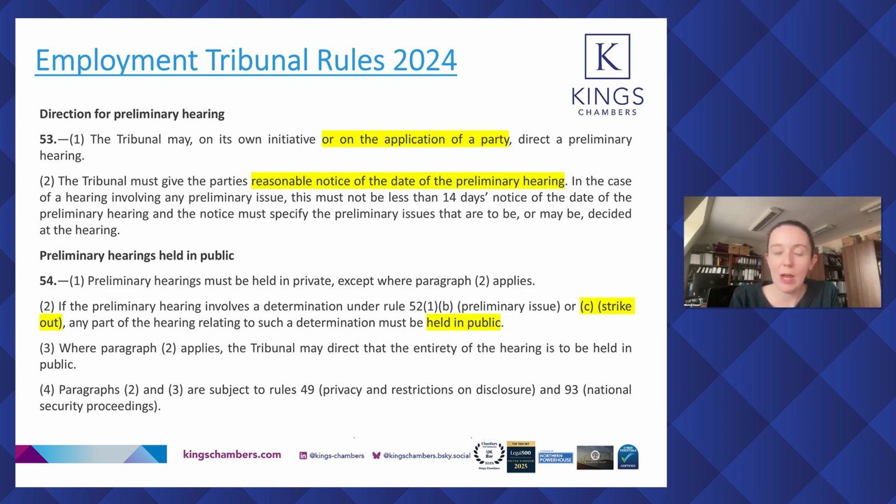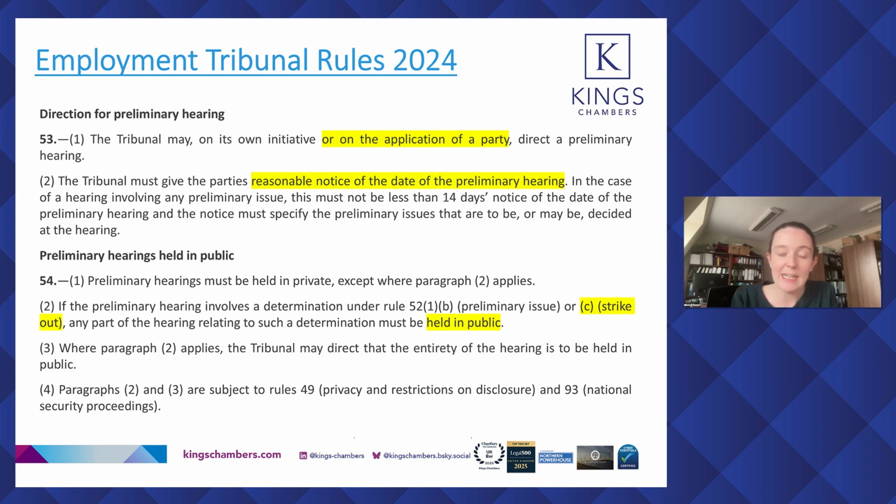It's a shortcut, but you have to make that explicit application in most cases for a public preliminary hearing to determine the specific issue that you want to be determined. And it's for that reason that I would always encourage solicitors drafting ET3s in particular not to make the application for a strikeout or the application for consideration of a preliminary issue within the ET3 itself, but to make it separately as a separate application to the tribunal.